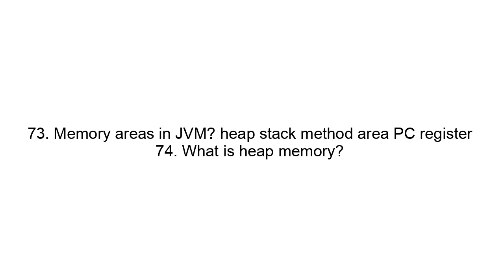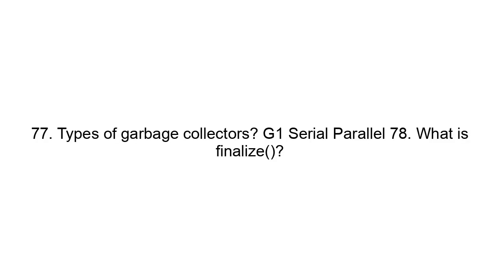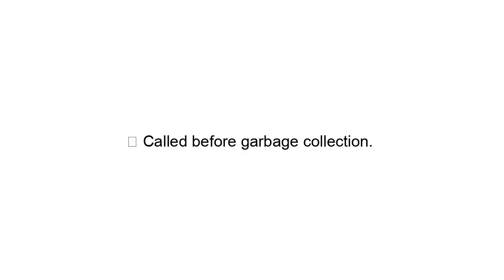74. What is heap memory? Stores objects. 75. What is stack memory? Stores method calls. 76. What is garbage collection? Removes unused objects. 77. Types of garbage collectors: G1, serial, parallel. 78. What is finalize? Called before garbage collection.